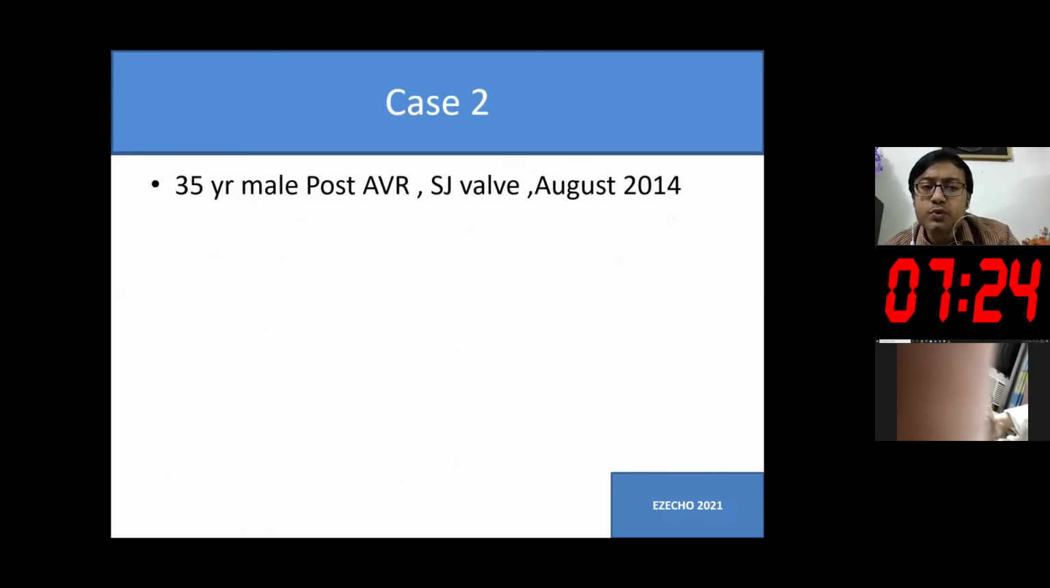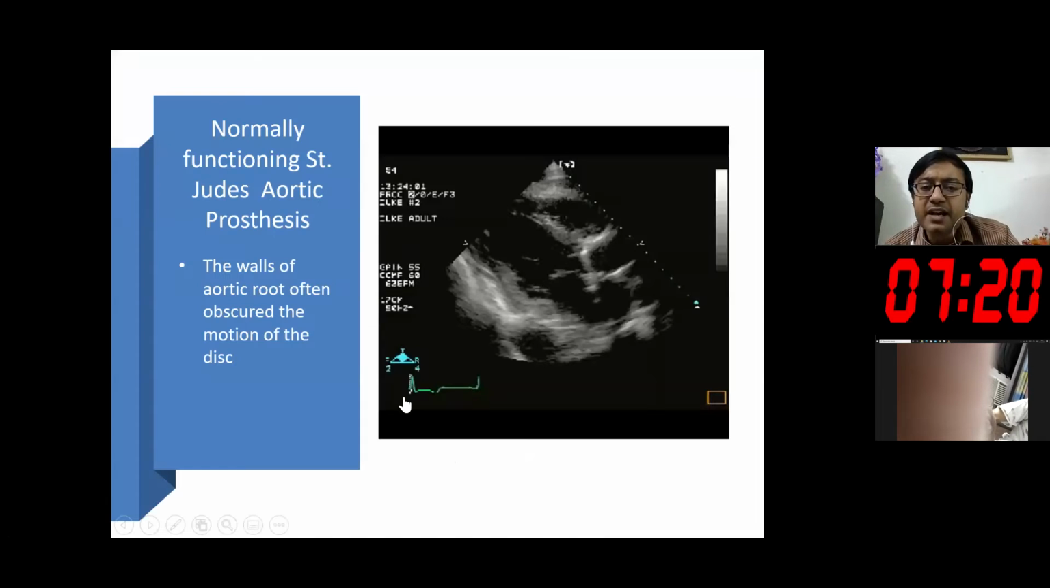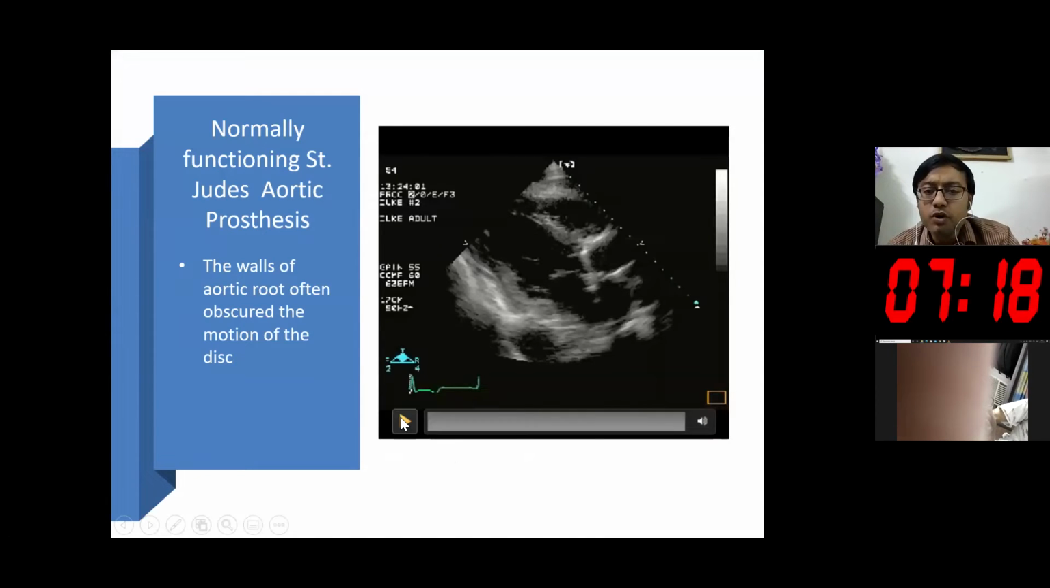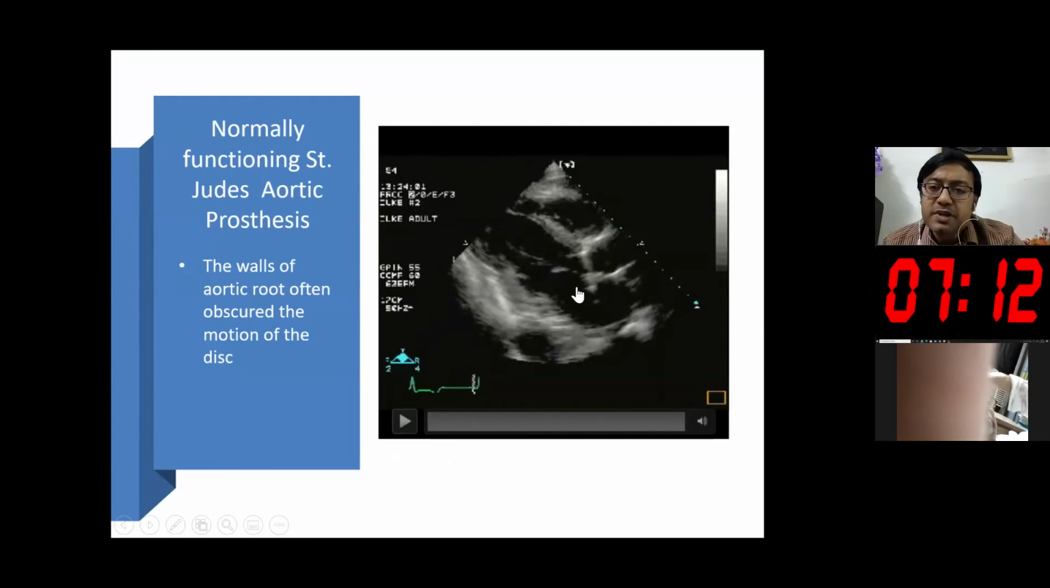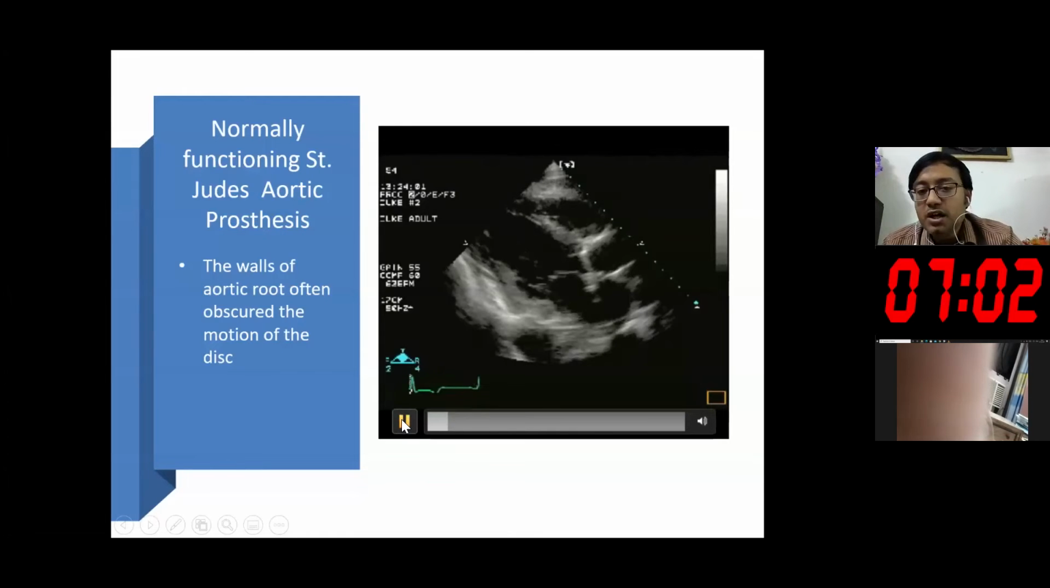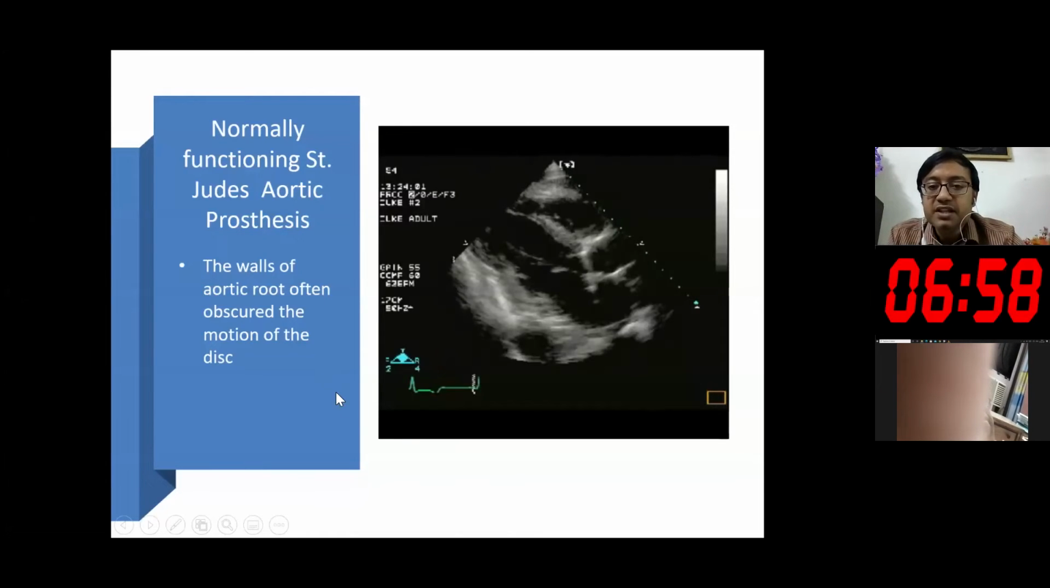Next, coming to a post AVR patient, 35 years old, with a St. Jude's valve done 5 years back, that shows a normally functioning prosthetic St. Jude's valve. One important point is that in a patient who has been implanted with a St. Jude's prosthetic aortic valve, the walls of the aortic root are often obscured by the motion of the disc. So the walls of the aortic root may not be very clearly visible. This is an important point.